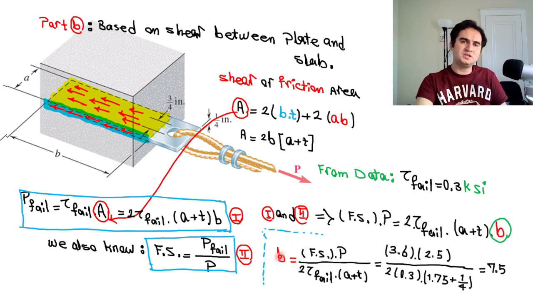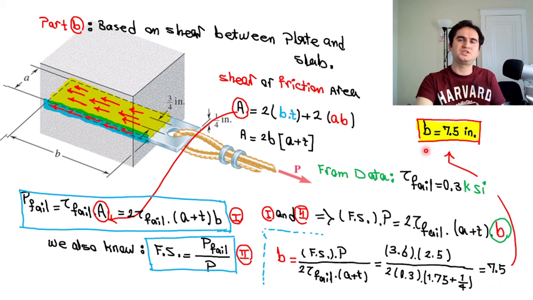By rearranging the equation, B is equal to factor of safety times P over 2 tau failure times (A plus T). Replacing the numeric values gives you the required embedded length of the steel plate, which is 7.5 inches.